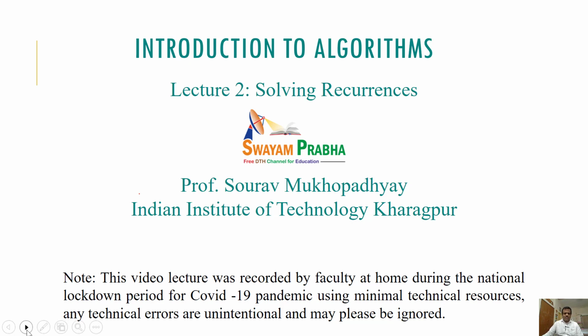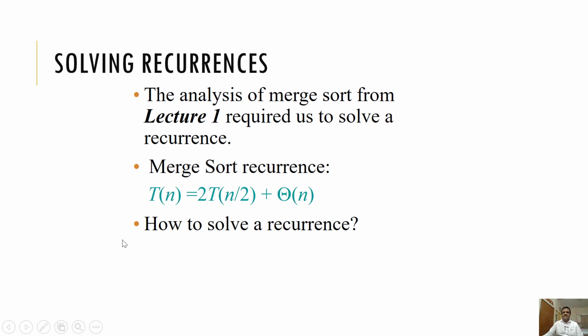As I said, in lecture 1 we discussed merge sort, and while analyzing merge sort we got this type of relation in the time complexity, where T(n) is the time complexity of merge sort, where the input size is n, where n elements need to be sorted. This is called a recurrence. We got the relation of the time complexity in this form for merge sort.